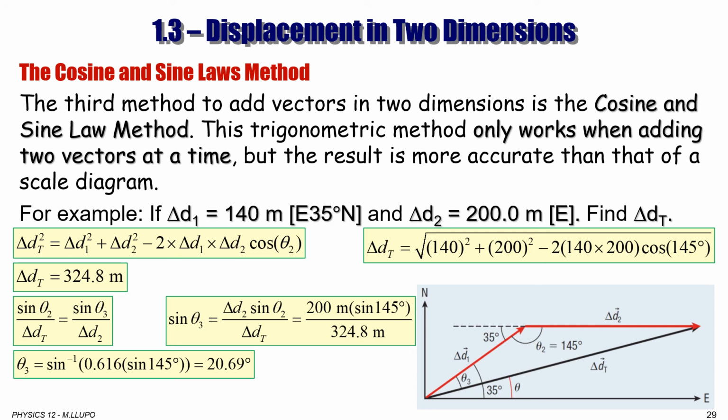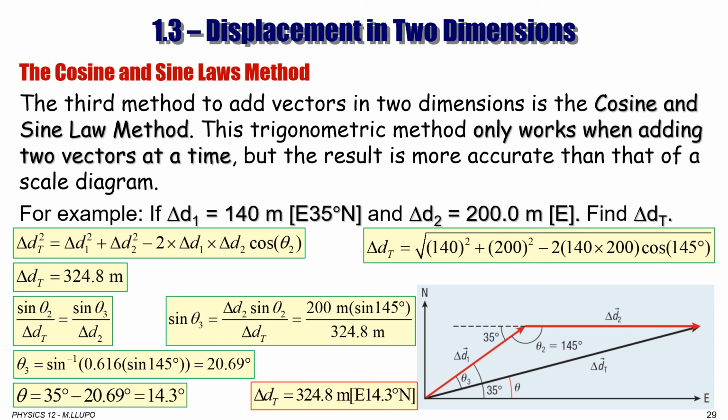But we're not looking for theta 3. We're looking for theta. But I mentioned that it's 35 minus theta 3 is equal to this theta. That's what we do. 35 minus 20.69 is 14.3. And the final step is you can write the sentence. You can write the answer. Delta D total is equal to 324.8 meter east, 14.3 degree toward north. And that would be an answer.